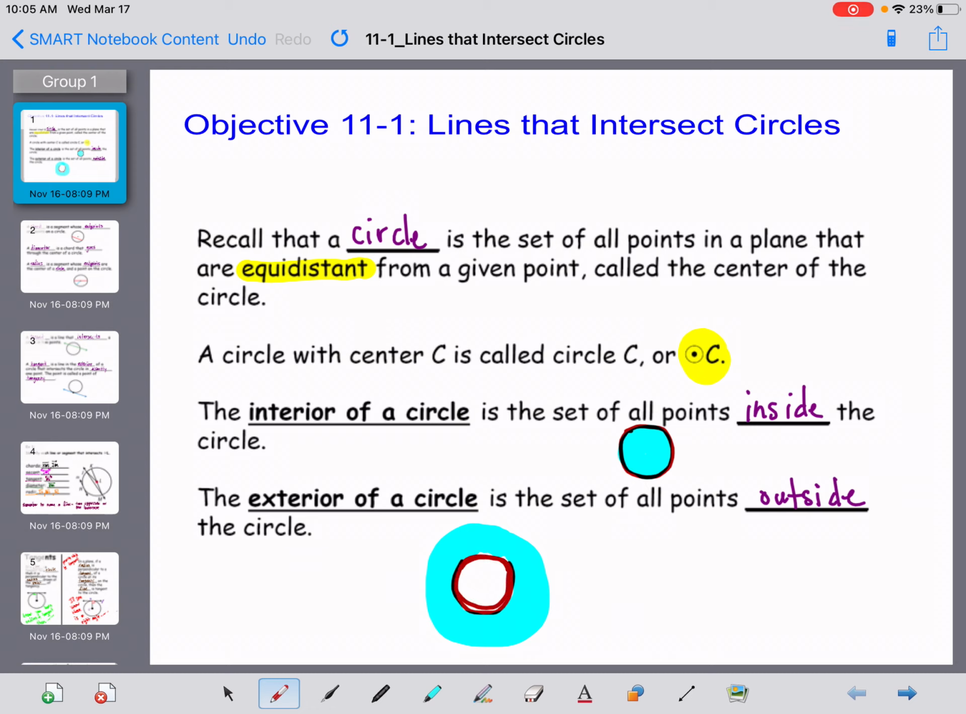Yeah, there we go. We'll just make that a little bit bigger. Now, granted, my circles are not perfect, but you get the idea. Interior, exterior.